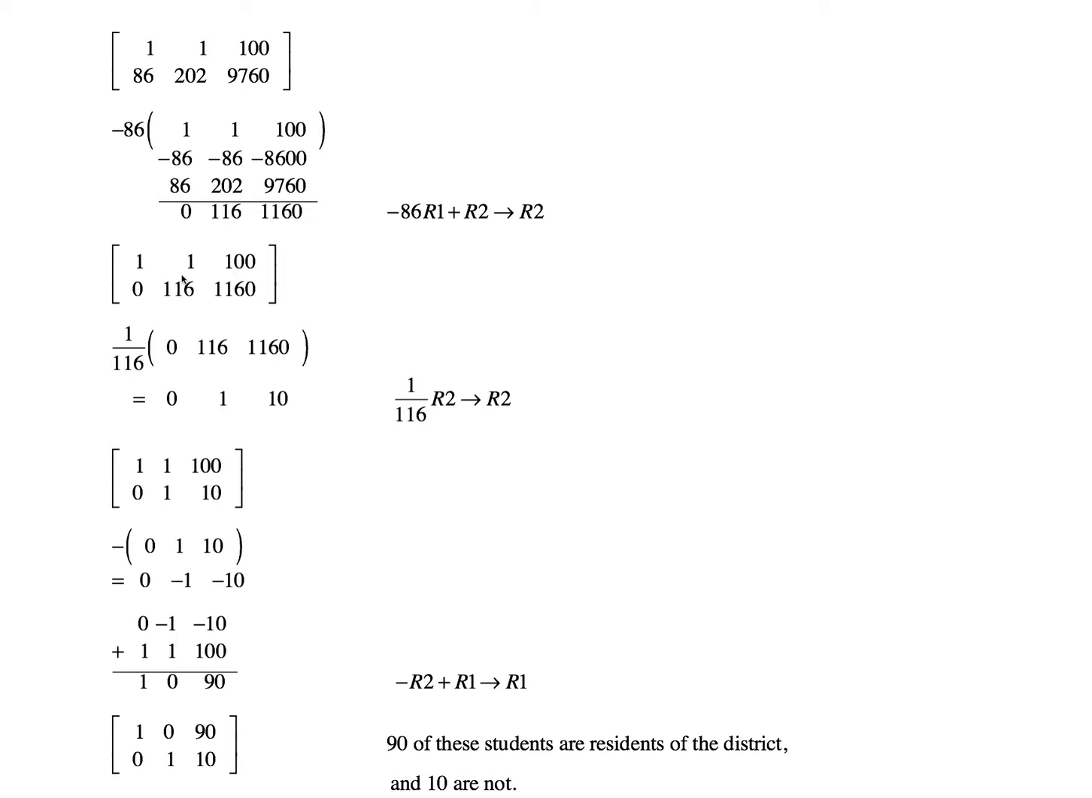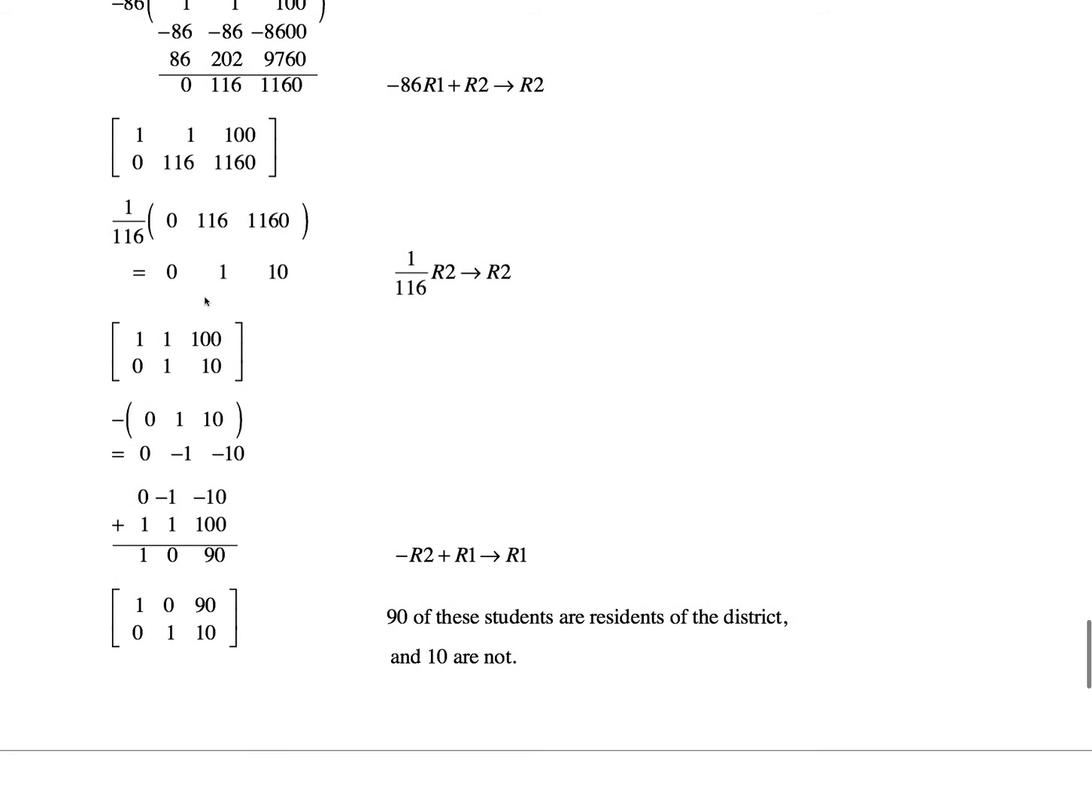So, to get a 1 in this entry here, we multiply that row by the reciprocal of this number. So that's 1 over 116 times 116 is 1. And then 1 over 116 times 1,160 is 10, because 1,160 divided by 116 is 10. So that is our new row 2, and the notation is 1 over 116 times row 2 goes into row 2.